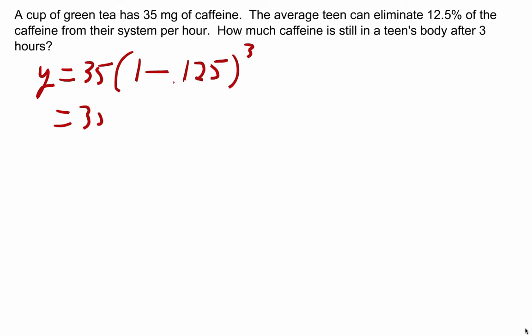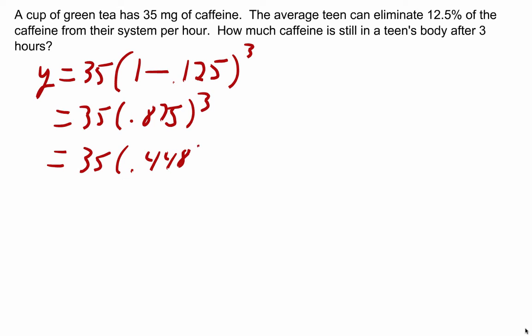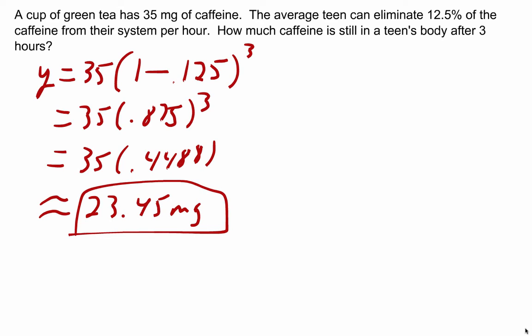So then we have 35 times 0.875 to the third power. That's 35 times 0.4488, which is approximately 23.45 milligrams still left in their body after 3 hours, which is quite a bit. Caffeine sticks around, so it's going to take a while to eliminate all of it.